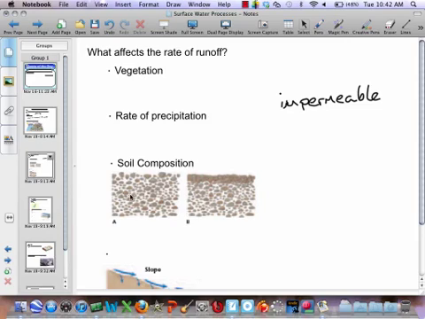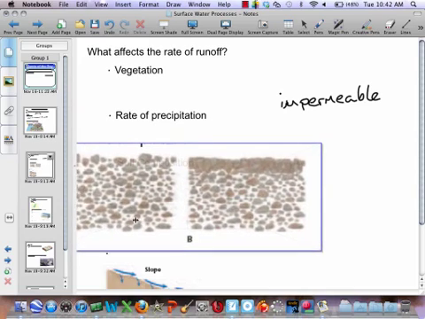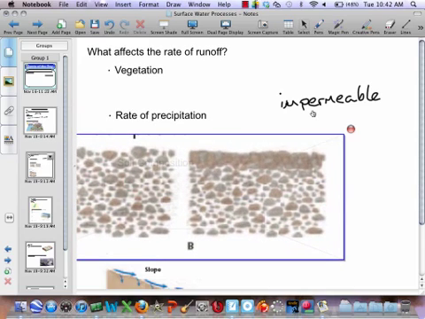The other thing I want you to notice is the image itself. What do you notice about A versus B? Which one's going to allow water in? Why? They're farther apart. There's some holes in there, right? Okay?